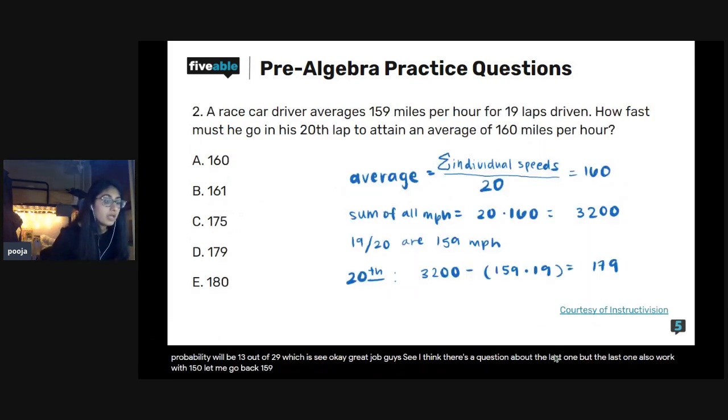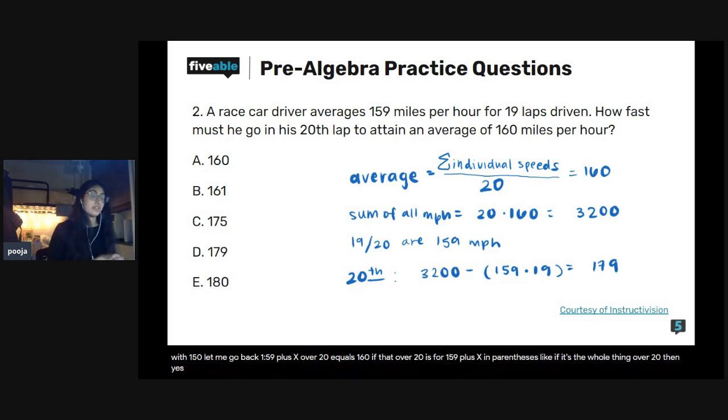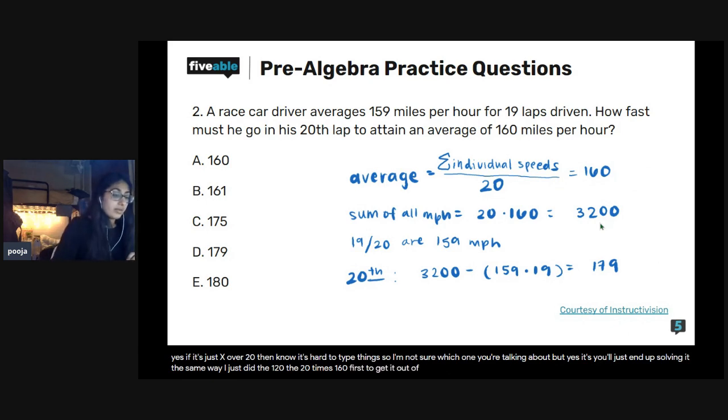159 plus x over 20 equals 160. If that over 20 is for 159 plus x in parentheses, like if it's the whole thing over 20, then yes. If it's just x over 20, then no. It's hard to type things, so I'm not sure which one you're talking about. But yes, you'll just end up solving it the same way. I just did the 20 times 160 first to get it out of the way.